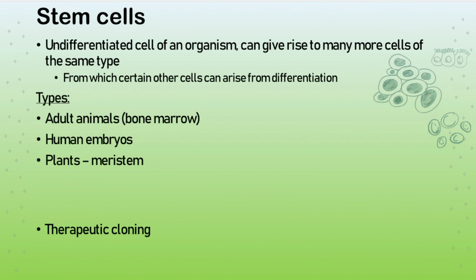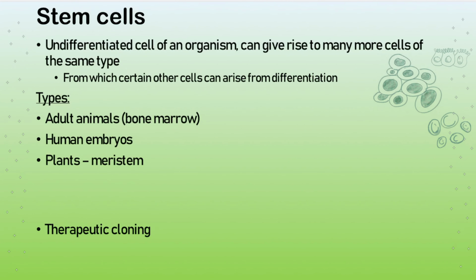The majority of the cells that are undergoing mitosis in our bodies are the stem cells, and the only cells in plants that are going through mitosis are the stem cells. And these cells are undifferentiated cells, which can give rise to many more cells of the same type. So if they're fully undifferentiated, like embryonic cells, then they will make many more fully undifferentiated cells like embryos. If they are bone marrow cells, they're going to make more bone marrow cells.